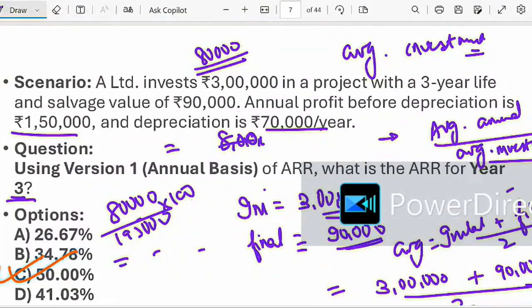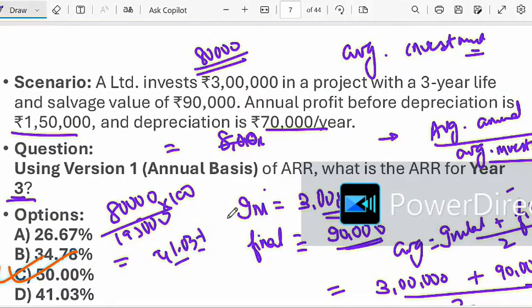Can you tell me what value you are getting? Please let me know. In the numerator, just write 80,000. In the denominator, just write 1,95,000. So what is the value you are getting? Please let me know. I am getting 41.03%. Please tell me, are you getting the same? So 41.03%, right? So this is the value.